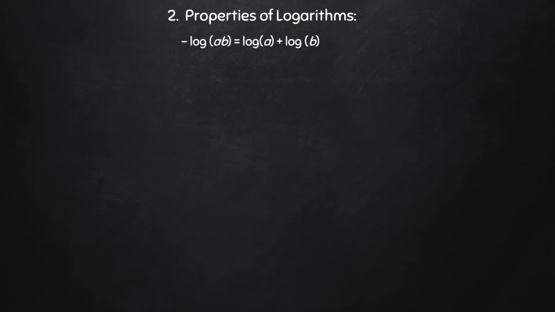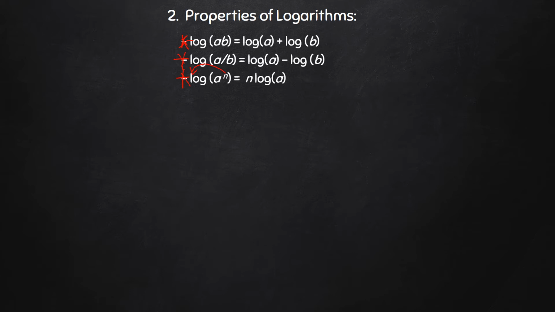Now we're going to do some log rules. Properties of logs. The first one is the log of a times b equals the log of a plus the log of b. The second one is the log of a divided by b equals the log of a minus the log of b. And the last one that we'll look at, the one that we'll probably use most of all, is the log of a to the power of n equals n times the log of a. So n can just come down the front here.